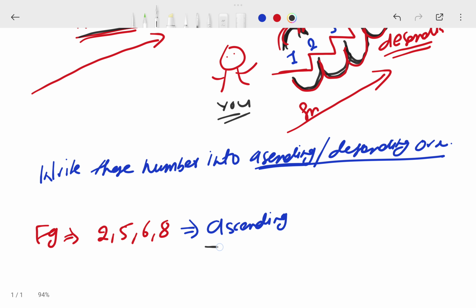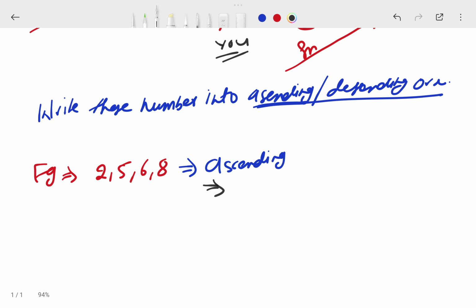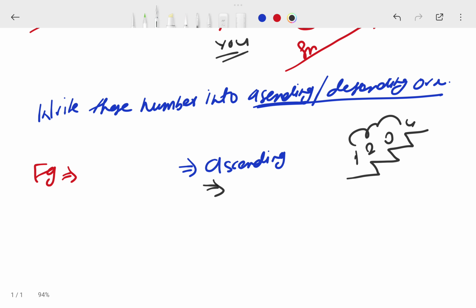we know that ascending means like this: 1, 2, 3, 4. It means that we are going from the smaller to the big. Here we have to choose the smaller. In 2, 5, 6, 8, which is the smaller? Actually, generally I change this question. I will write it like that: 8, 7, 9, 3, and 1. Let's suppose this is our question.